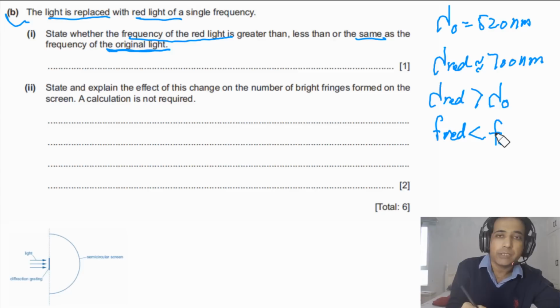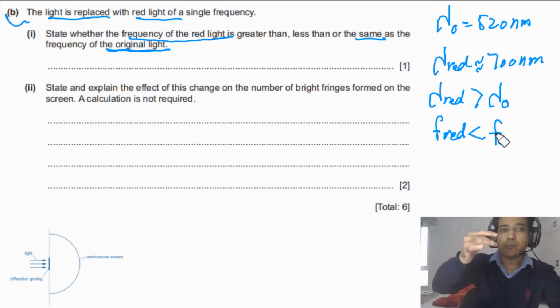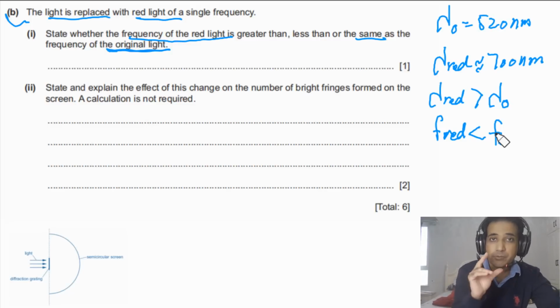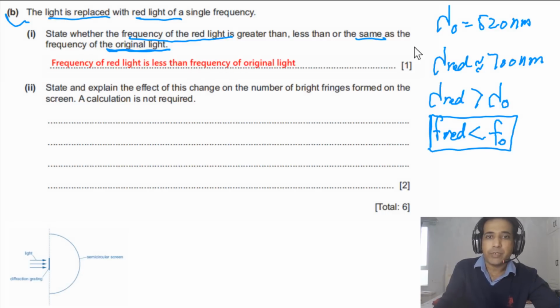So simply we can say the frequency of the original light is greater, or the better way to say it is the frequency of red light is lower than the frequency of the original light. So this is our answer, and this is how you can write down the answer. Only one point you have to mention.